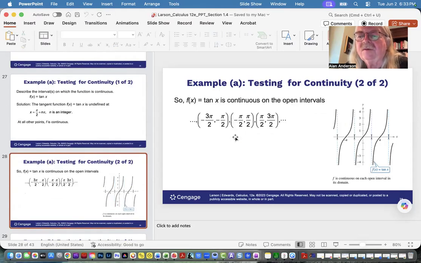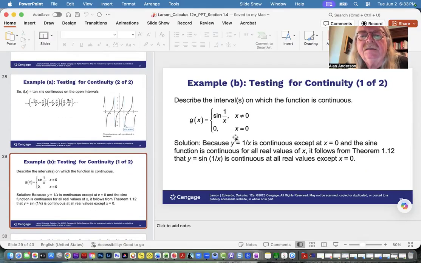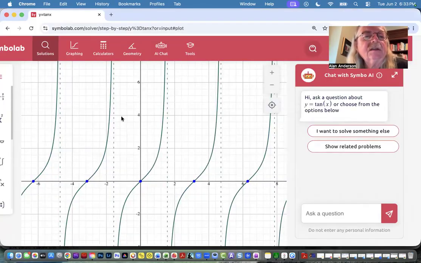Oh, there it is. They've got their own. Now, let's see. What does that look like? The sine of 1 over x. Let's try that one.